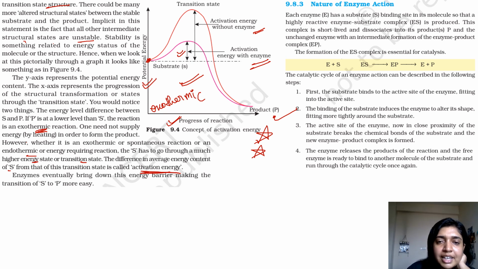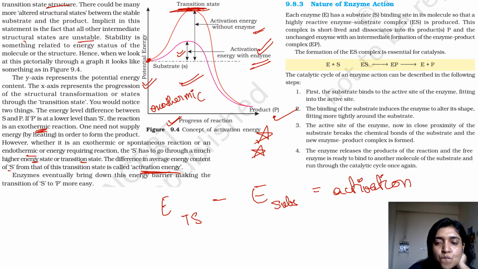So this is your activation energy, right? This is the transition state. So the difference between the energy at your transition state minus the energy of the substrate alone is known as your activation energy.